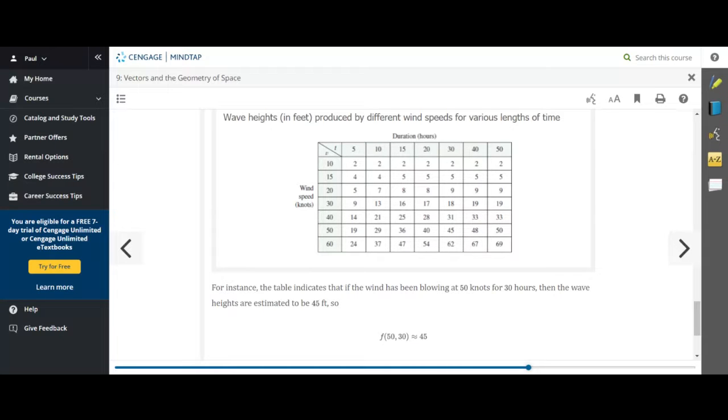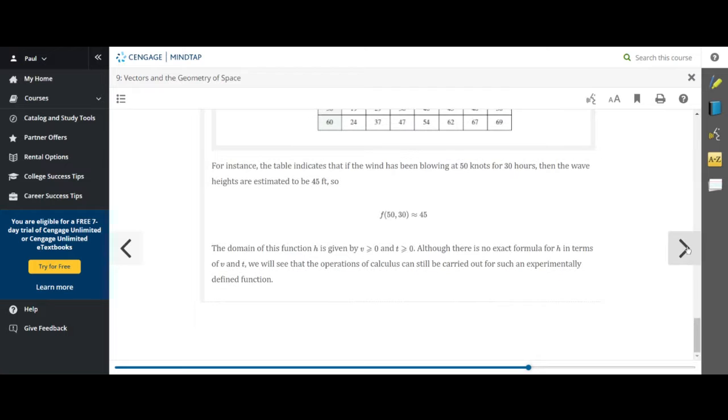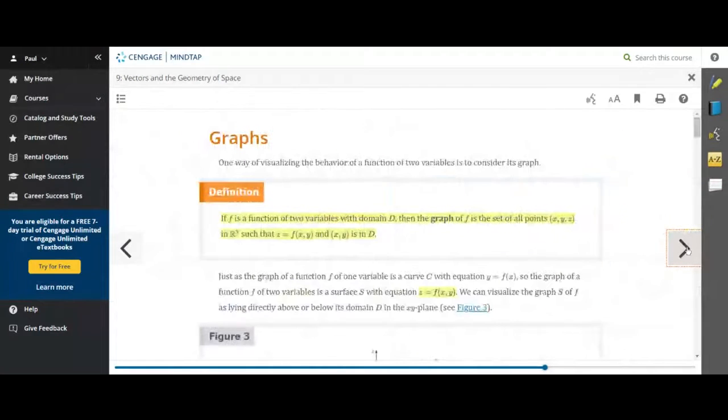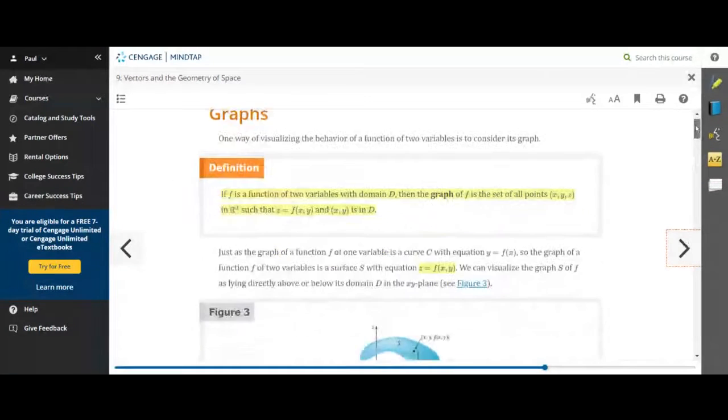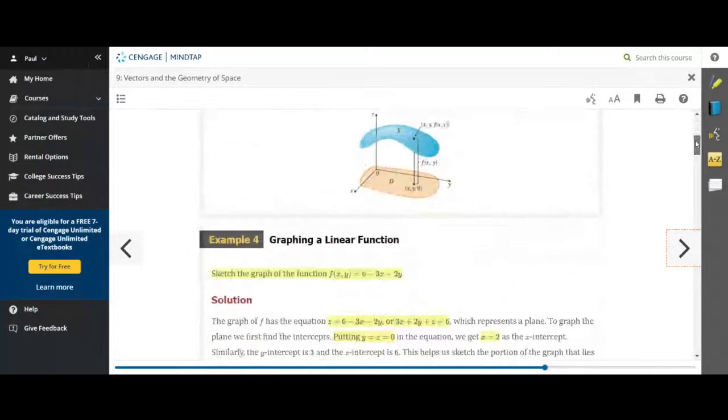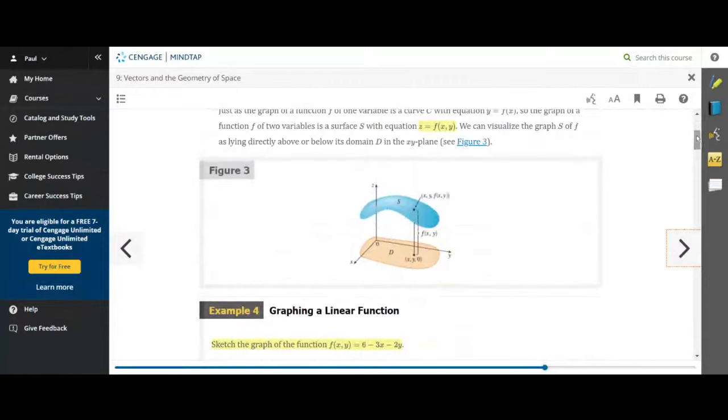So, okay, now we want to be able to graph functions, right? We want to be able to graph these. We have here a table, and based on that, we can find function values. But what if we were given a function? Well, it's a function of x and y.